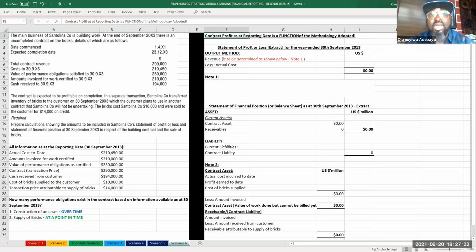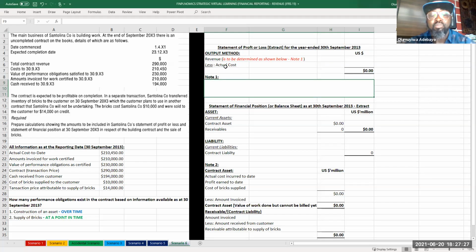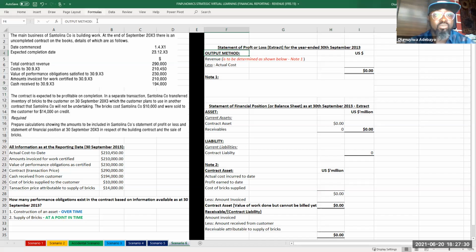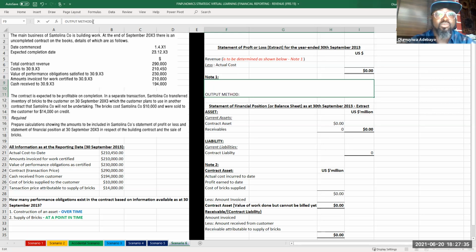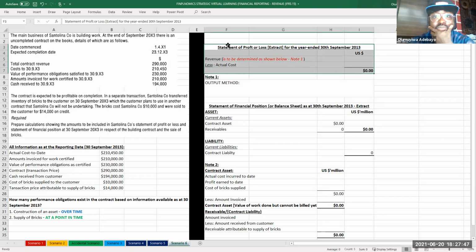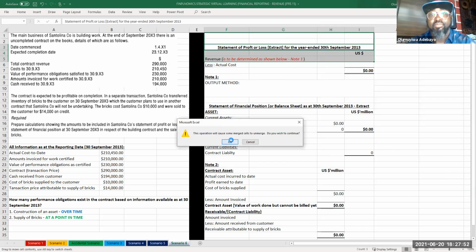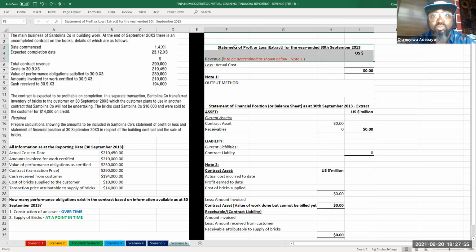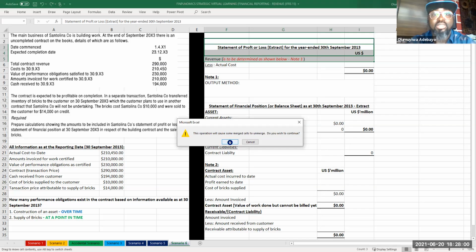Now, how do we recognize revenue? What would be the revenue you recognize? What is your revenue? What is the revenue you recognize at the end of the day? There are 2 forms of revenue. What are they?